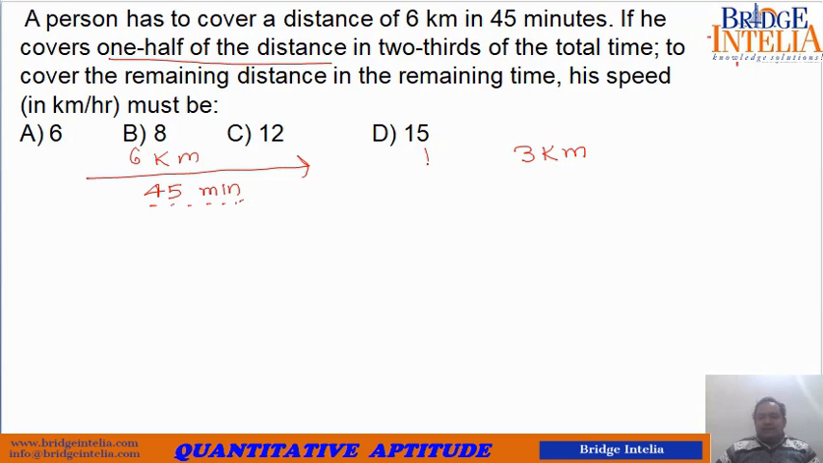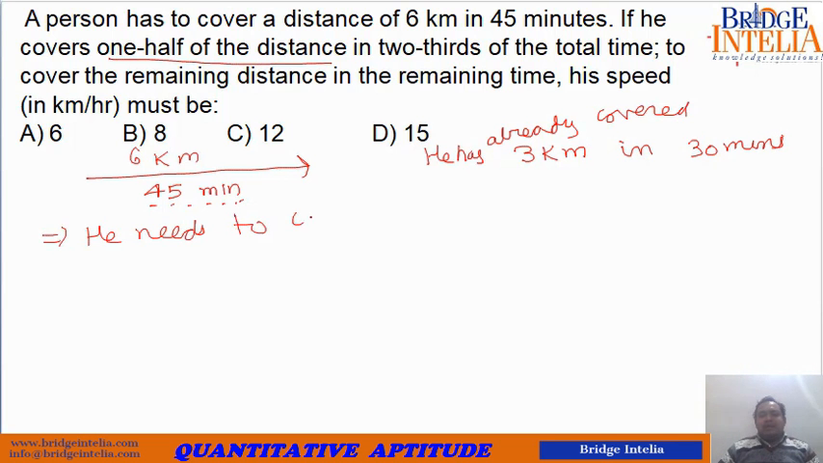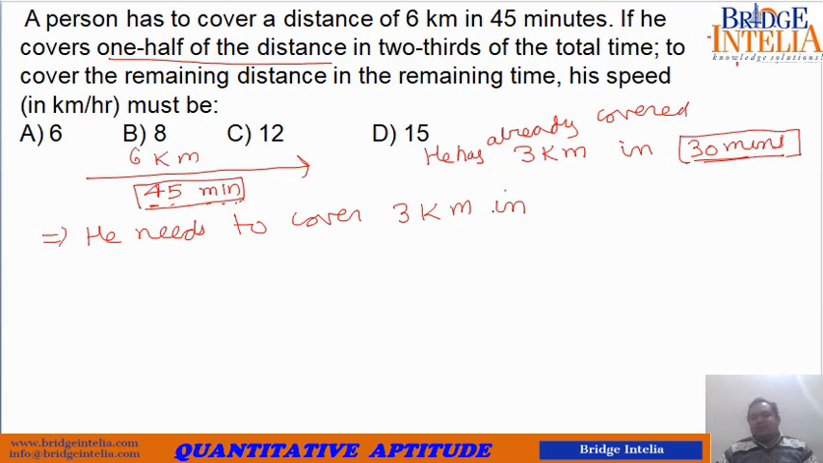So he has already covered 3 kilometers in 30 minutes. So it means he needs to cover another 3 kilometers. So 3 more kilometers are remaining. In how much time? 15 more minutes are left because total time is 45 minutes and 30 minutes are already used. So he needs to cover 3 kilometers in 15 minutes.